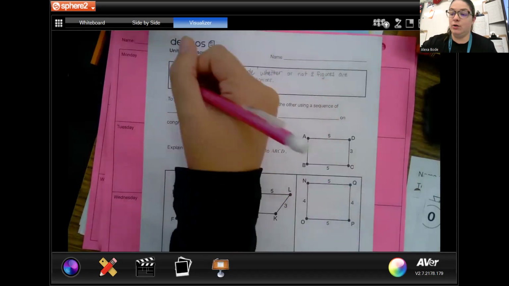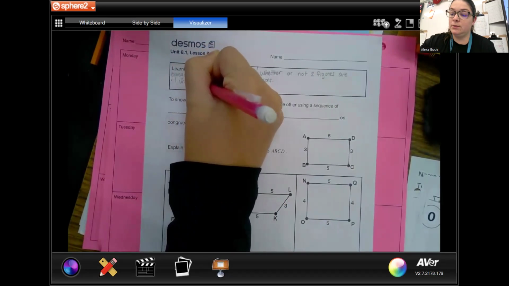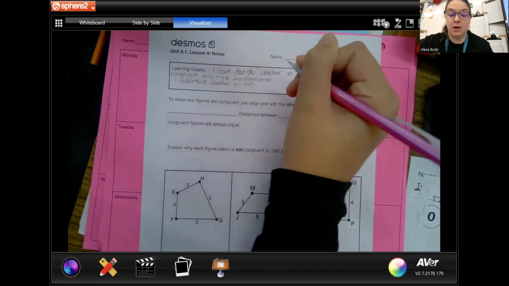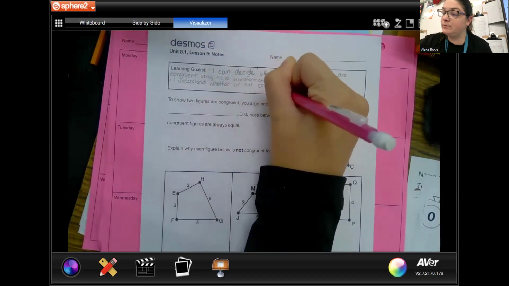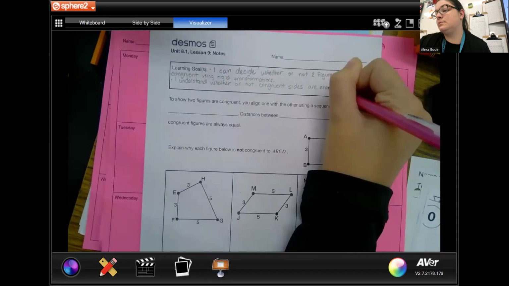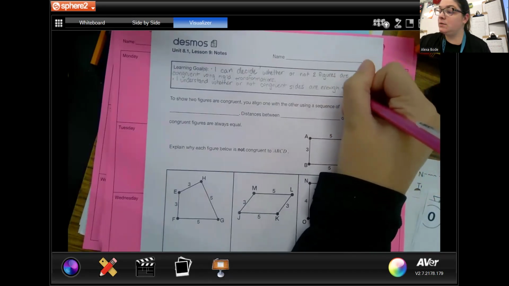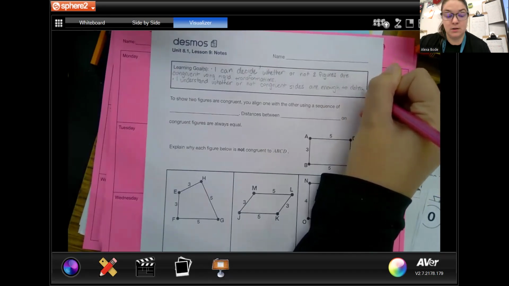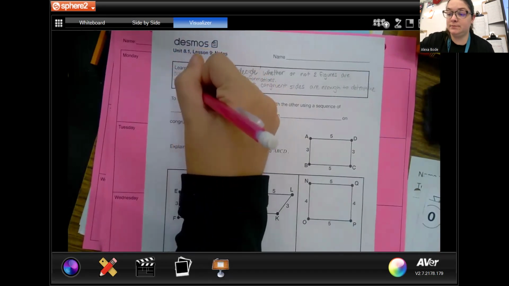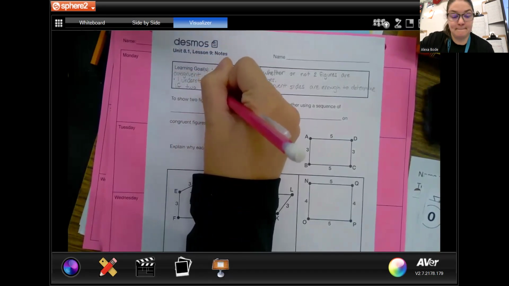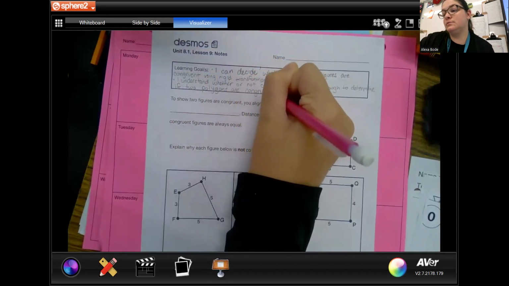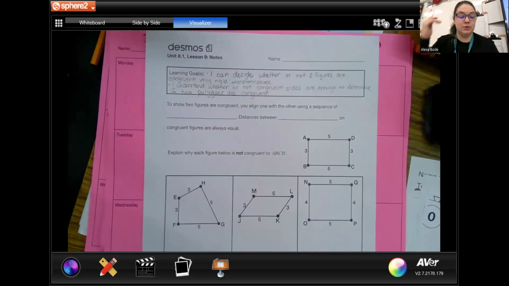Our other learning goal is: I understand whether or not congruent sides are enough to determine if 2 polygons are congruent. Okay, so there are our 2 learning goals.